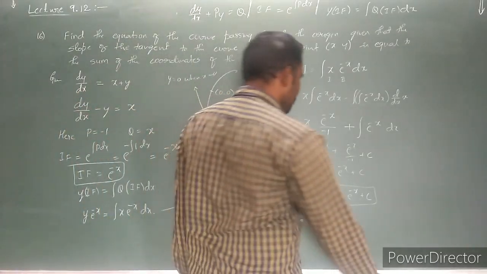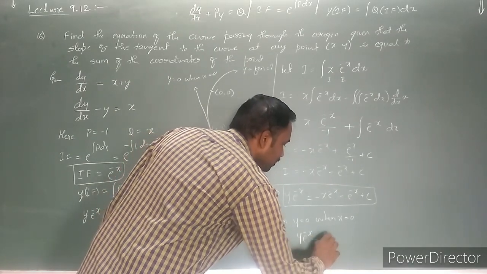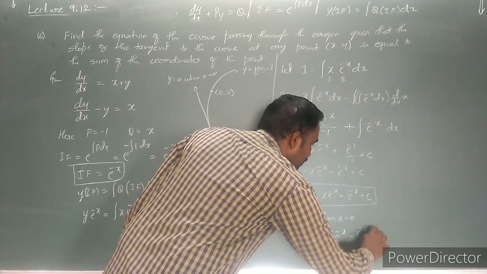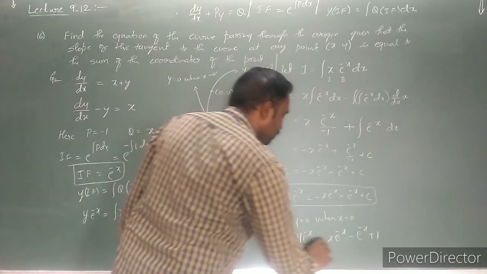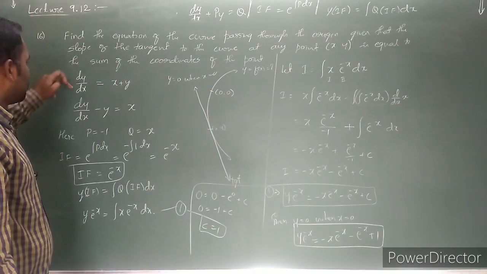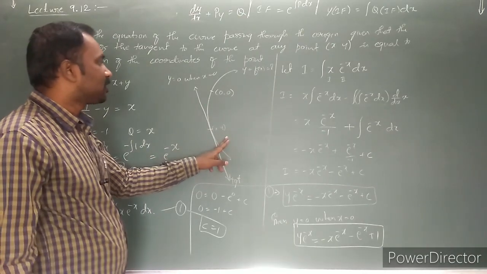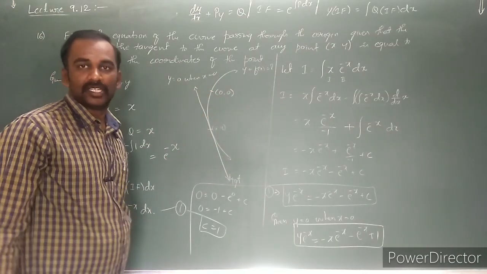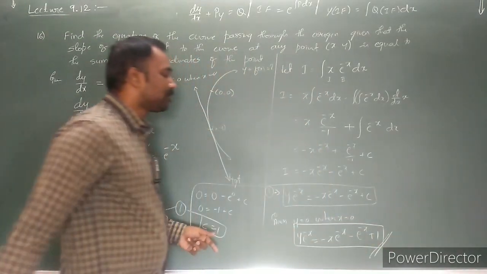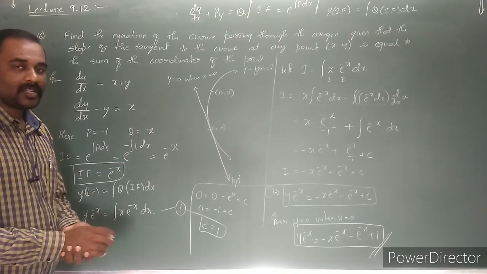Replace the c value here, and we will get the required solution. y into e power minus x is equal to minus x e power minus x minus e power minus x plus 1. This is the required curve having the slope of the tangent equal to the sum of the coordinates of the point and which passes through the origin. This is the required curve. This type of question might arise in the 5 marks section. Okay. Now, next.